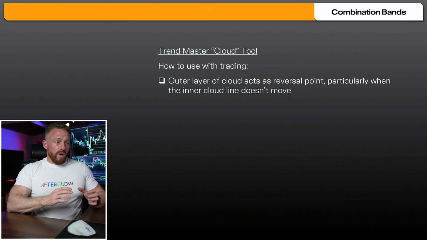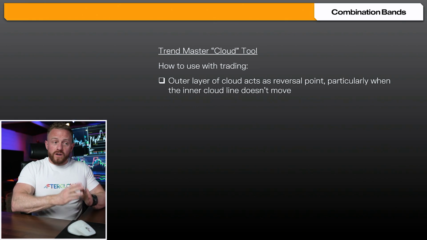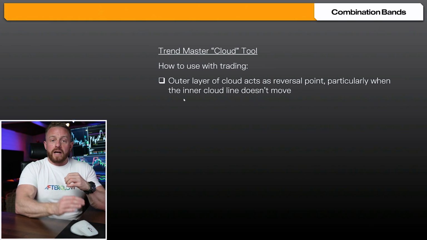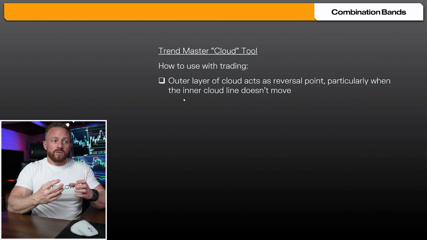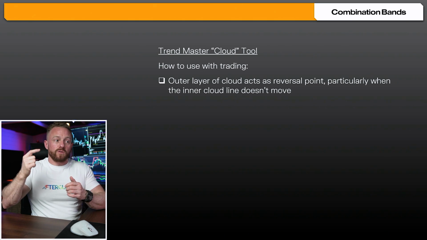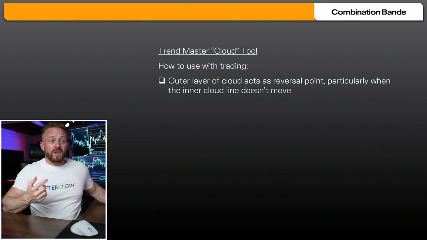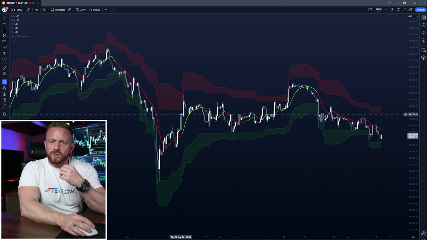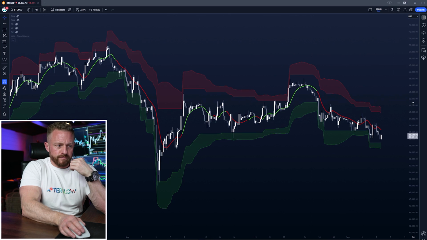So now you understand how the combination cloud tool works. How can you actually use this in your trading to make money? Well, the first thing that I do is I use that outer layer of the cloud as a reversal point, because it's very rare that the candles or the wicks will actually move past there, particularly when the inner cloud line doesn't move. So let me show you what I mean on the chart.